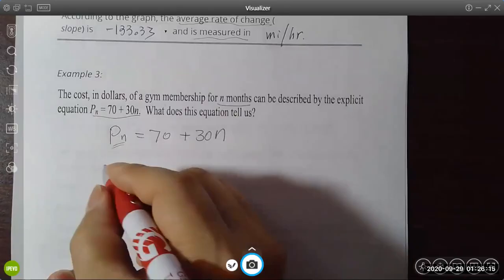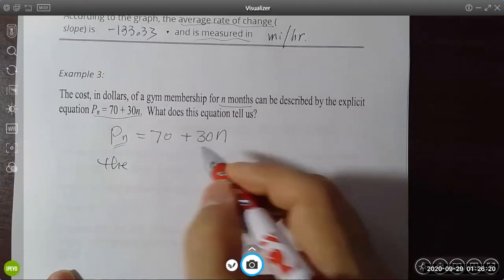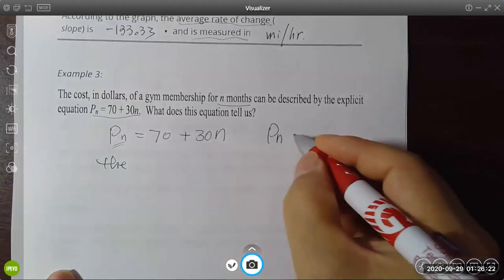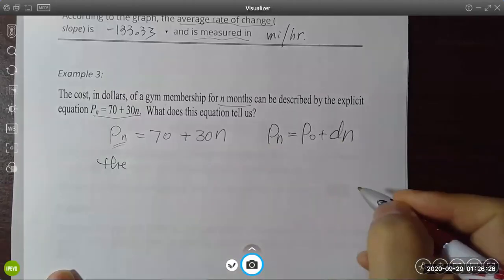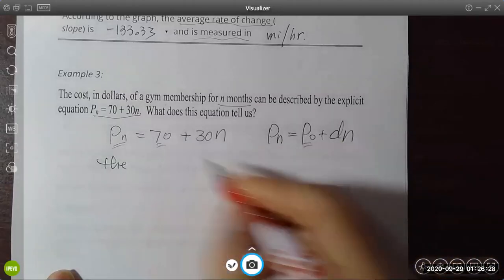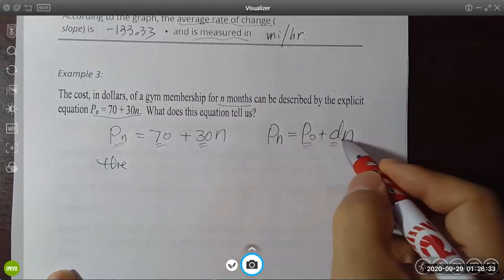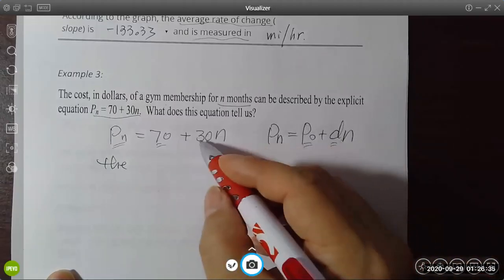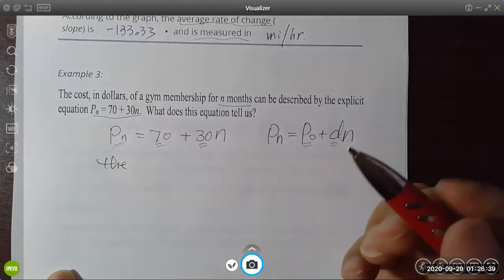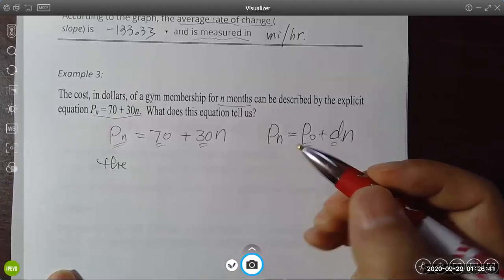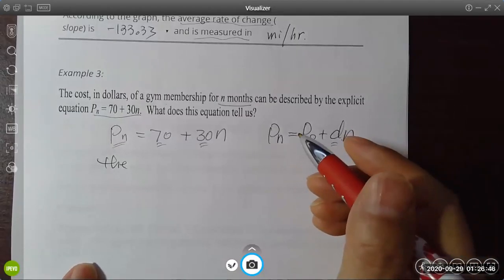I can answer this way because apparently this is in the form of a linear model. If you compare that to the general form, P0 plus Dn, this is the initial value, a number by itself, and a number in front of n represents the growth rate. So in other words, this is positive. That means your total cost of membership will increase if you use more and more months. And that's just common sense. The longer you use a gym, the more you need to pay.